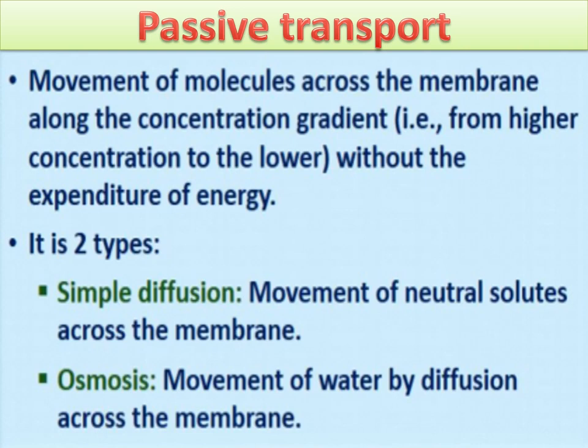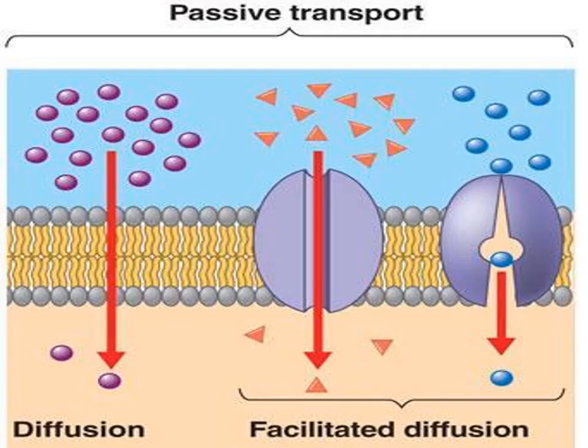So osmosis is simply diffusion of water across the membrane along its concentration gradient. In this picture you can see the passive transport, that first of all diffusion is shown here. On one side you can see these purple molecules present in more quantity, right? So it is from higher concentration to lower concentration. So more concentration of purple molecules is present on one side of plasma membrane, that's why these are passing towards the other side by simple diffusion without expenditure of any energy.